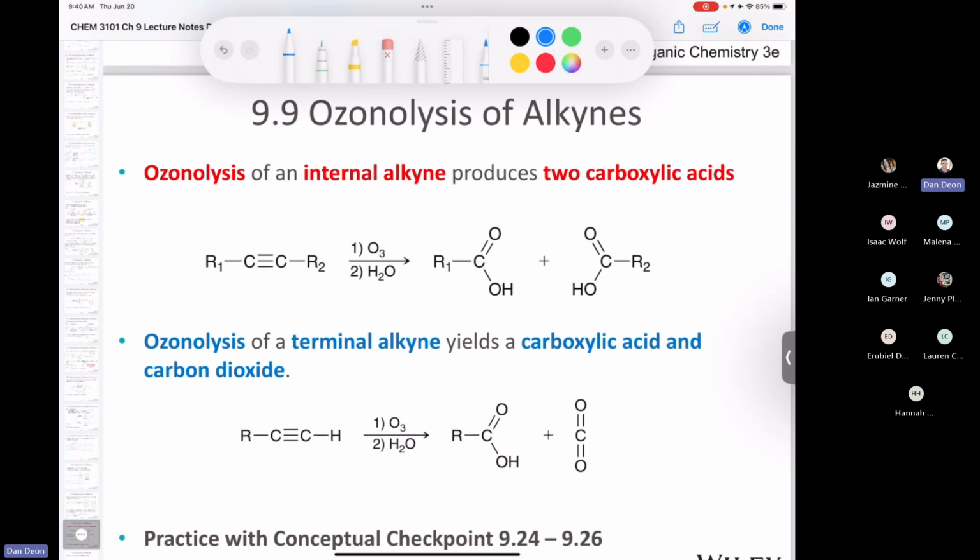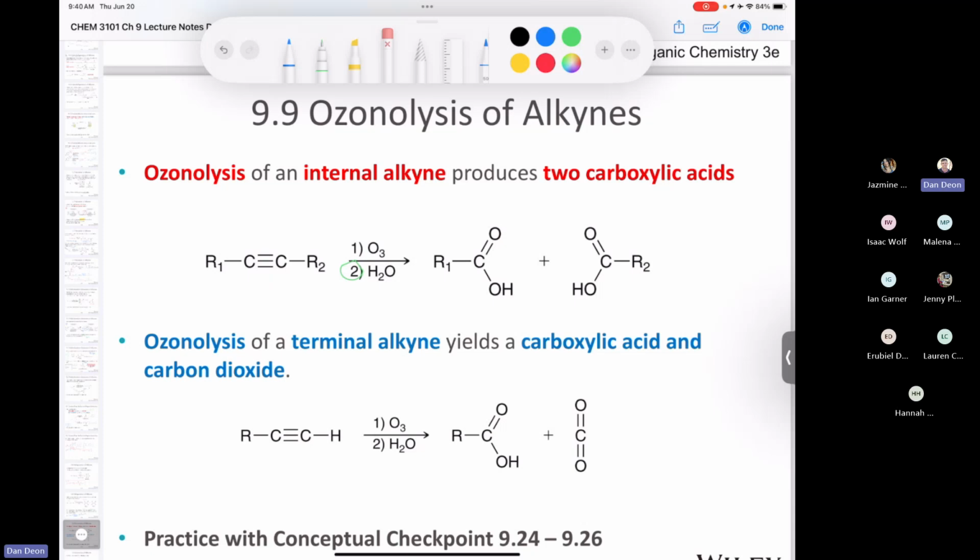Ozonolysis of an alkyne is different. The main thing is that the second step is not DMS; it's water in the second step. So you can't use zinc either. That doesn't work. You've got to use water in the second step. But instead of getting an aldehyde or a ketone, you end up with a carboxylic acid if you have an internal alkyne. So you cut it right down here, and it's almost like your triple bond spreads open, and you get 1 oxygen here, 1 oxygen there, right? So you end up with 2 carboxylic acids.